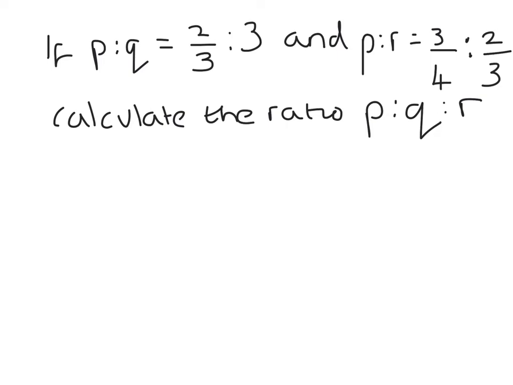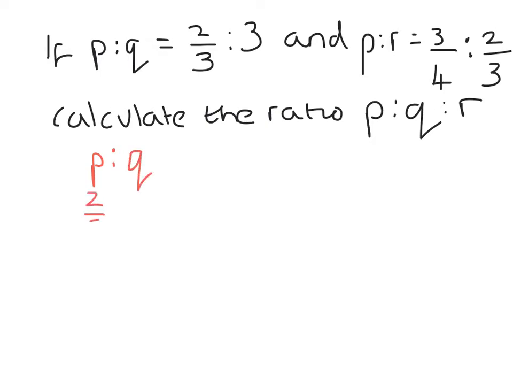If P to Q is 2/3 to 3 and P to R is 3/4 to 2/3, calculate the ratio P to Q to R. Well, the first thing I'm going to do is get rid of the fractions, because using fractions in a ratio is just going to complicate things. So let's just look at P to Q to start with.